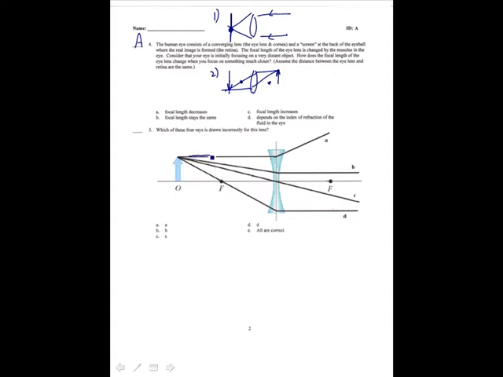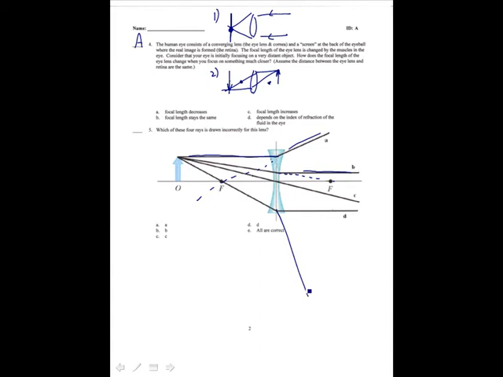Which of these four rays is drawn incorrectly for this diverging lens? Well, this first one goes parallel to the axis, and then it goes such that if you traced it back, it would go through the focal point. That is correct. The next one goes in this direction such that if you were to trace it forward, it would go through the focal point, and then it goes parallel to the axis. That is correct as well. The next one goes straight through the center of the lens. That is correct. And D goes through the focal point and then parallel to the axis. That is not correct. Actually, if you were to trace this one, it would go way out in the middle of nowhere, because it's a diverging lens.